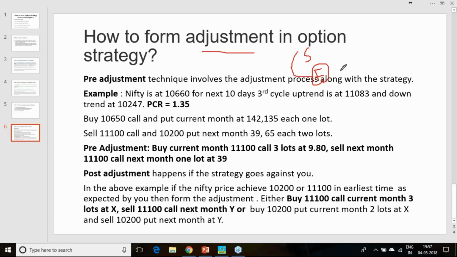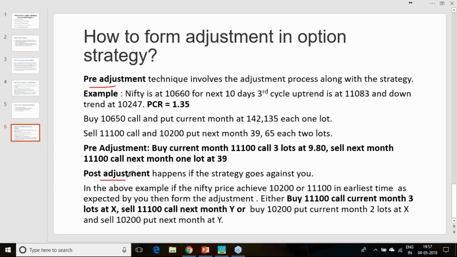The plan may be to keep a constant delta, or a constant vega, whatever it may be. If the strategy gives me success, no issues. If it gives me a failure, then there is a point to worry. I am doing some new planning, adding new components to the strategy to recover my losses. That is called adjustment. This adjustment can happen in two ways: pre-adjustment and post-adjustment. Post-adjustment is when you get a failure and then adjust. Pre-adjustment is when you make the adjustment before you get a failure.